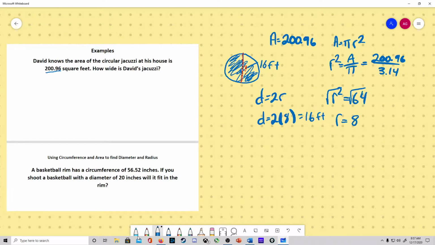All right, and if we want to know circumference, since we have this information, circumference equals pi diameter, then we would know that circumference equals 16 pi feet. All right.